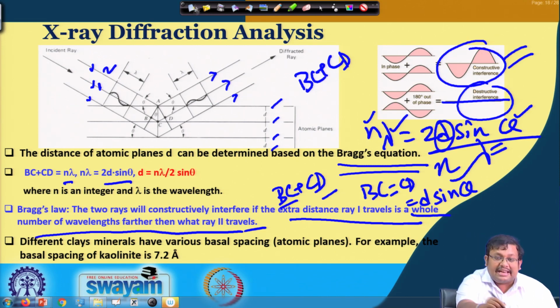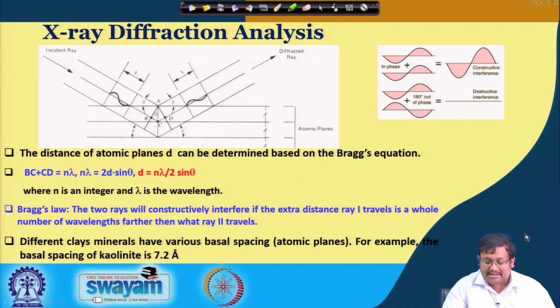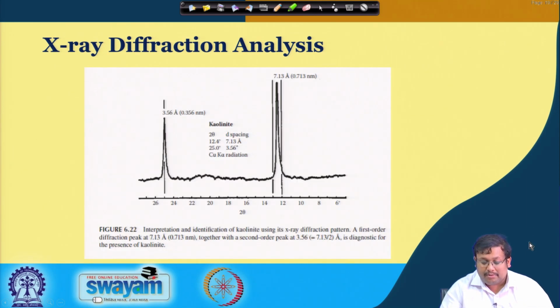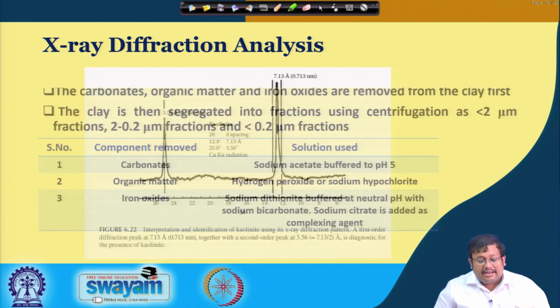For example, different clay minerals have different d-axis spacings. For example, kaolinite has 7.2 angstrom or 0.72 nanometer. You can see these are the X-ray diffraction peaks of kaolinite, the first order diffraction peak, and this is the second order diffraction peak. So, this is how we can identify different types of clay minerals through X-ray diffraction.